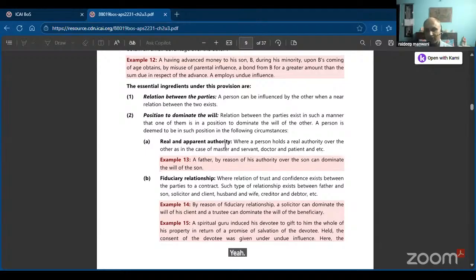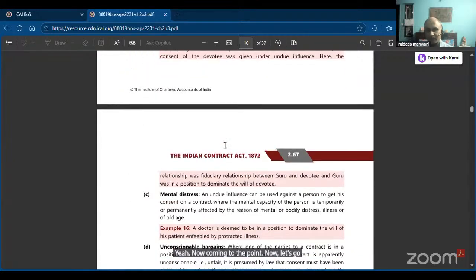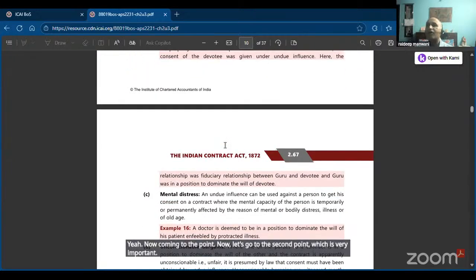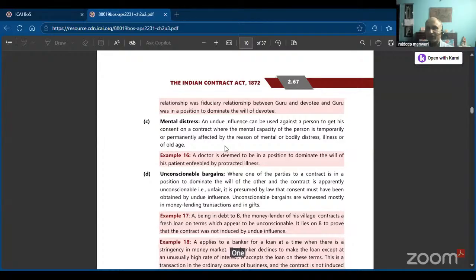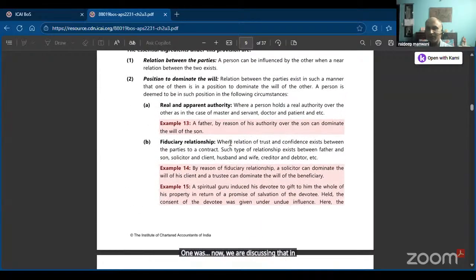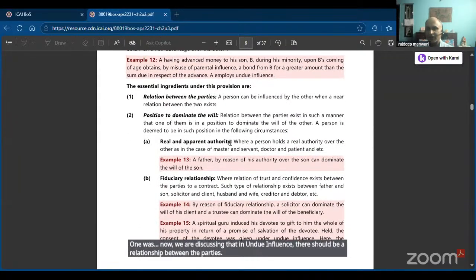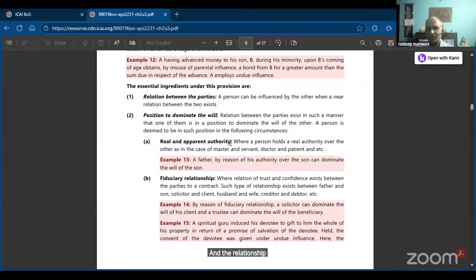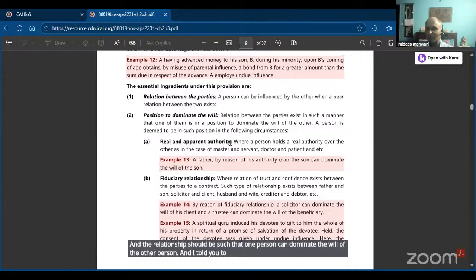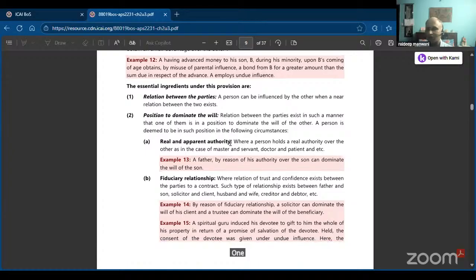Now coming to the point. Now let's go to the second point, which is very important. We are discussing that in undue influence there should be a relationship between the parties, and the relationship should be such that one person can dominate the will of the other party. And I told you, to dominate the will of the other party, there are three situations. One was real and apparent authority. The second one is fiduciary relationship.